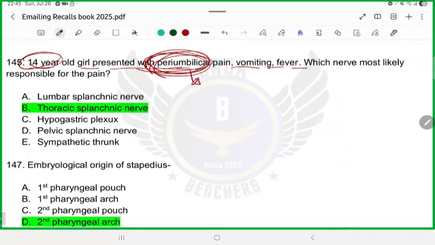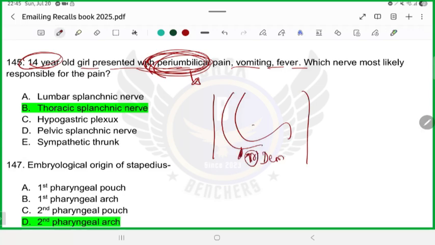Peri-umbilical pain. Anytime you have peri-umbilical pain, remember this area of gut is connected with the T10 dermatome, and T10 is around the umbilicus. So anytime we have a pathology in our appendix, or in our tubes in case of a female, the first presentation will be periumbilical pain.